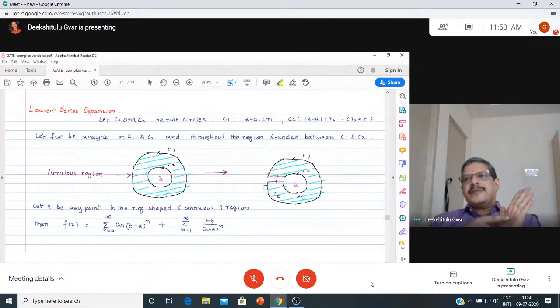So what I do is, in general, when I have a point like this, I draw a small circle around that point and remove that point. Remove means you need not remove it, just neglect that point.